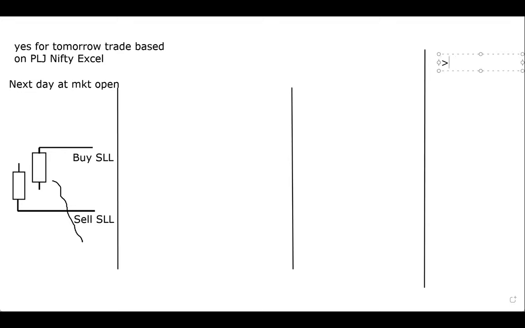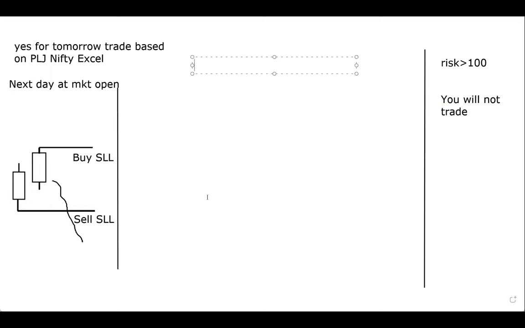One factor you have decided is that if risk is greater than 100, then you will not trade. That could be one kind of decision. Another kind of decision is that you find that no matter what the risk is, you will trade. Here we will discuss ignoring the risk factor.